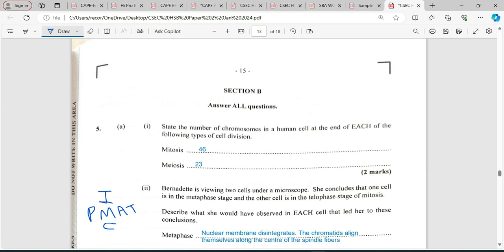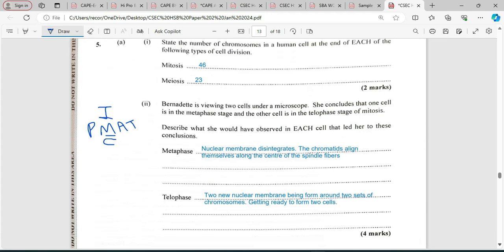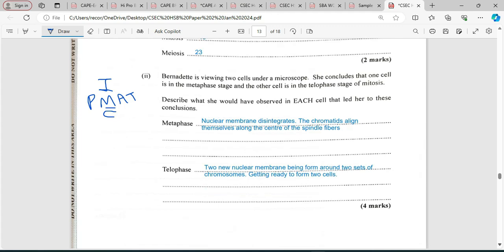Now, my way of teaching my kids to identify is to try to find metaphase first. M is for the middle, so you're going to be seeing the chromatids line up along the center of a spindle fiber. A, anaphase, you're going to see the chromatids moving to opposite ends, they are moving away. And then telophase, that's for two, you're going to be seeing two new nuclear membranes being formed. That's the easiest way to teach my kids to remember the different phases or stages of mitosis.